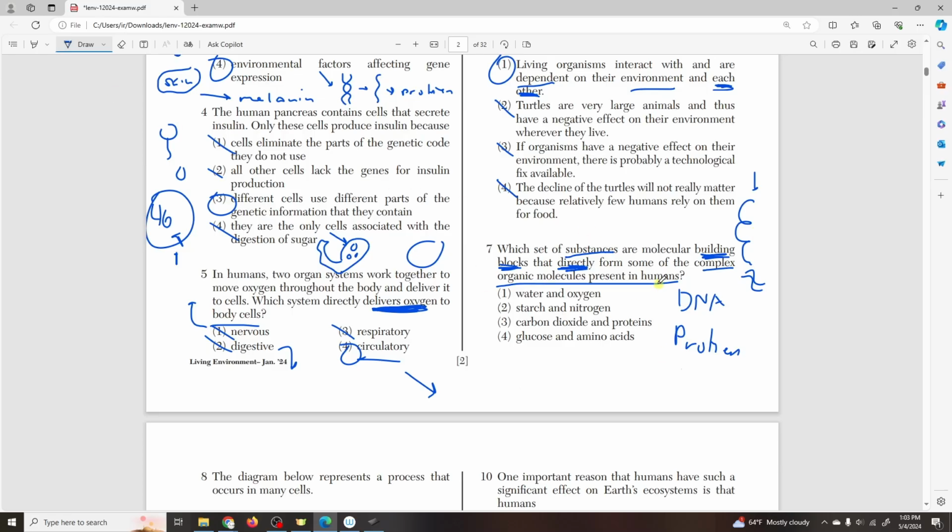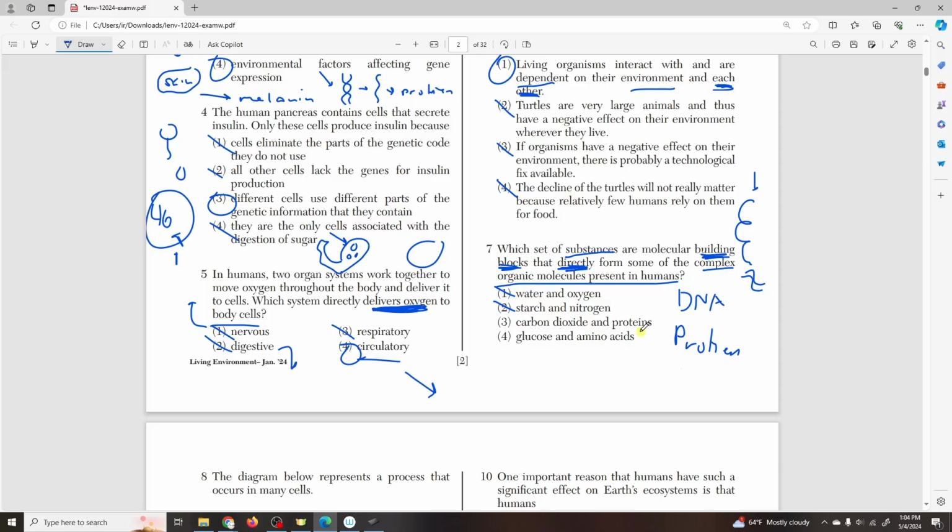So those are some examples of complex organic molecules, and I could eliminate choices 1 and 2 because oxygen isn't a building block for anything, right? You can't make a giant protein or DNA out of just oxygen alone. Same thing with water. If you have a bunch of water, you have like a lake. That's it. It doesn't build anything, right? Starch and nitrogen, the same thing, right? Nitrogen isn't directly responsible for building any complex molecule or anything like that.